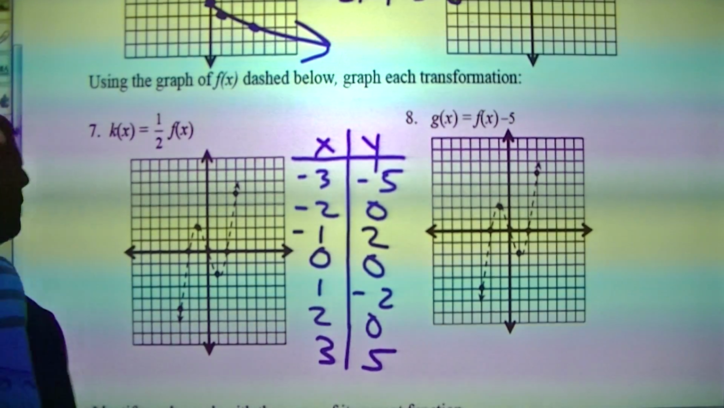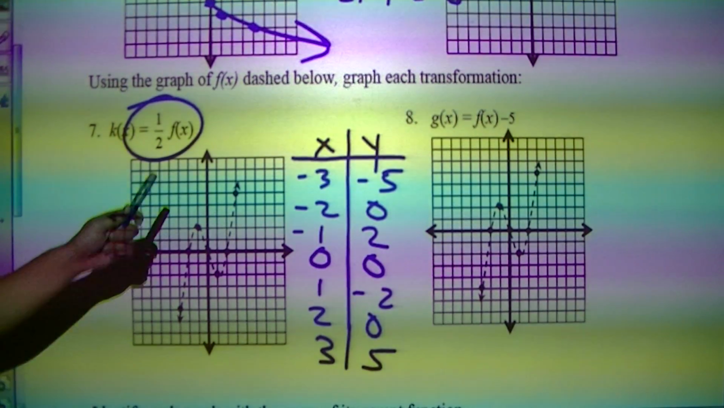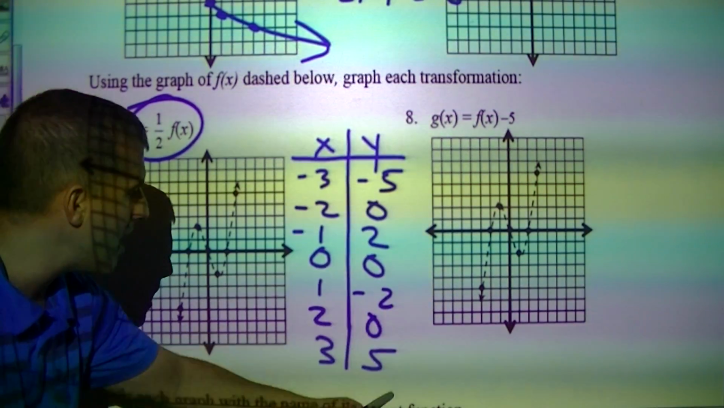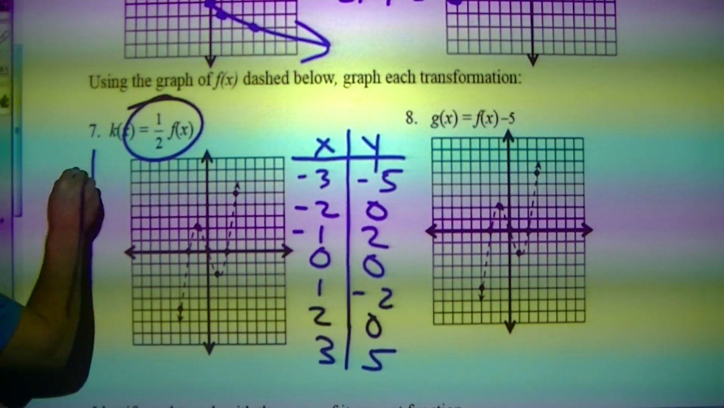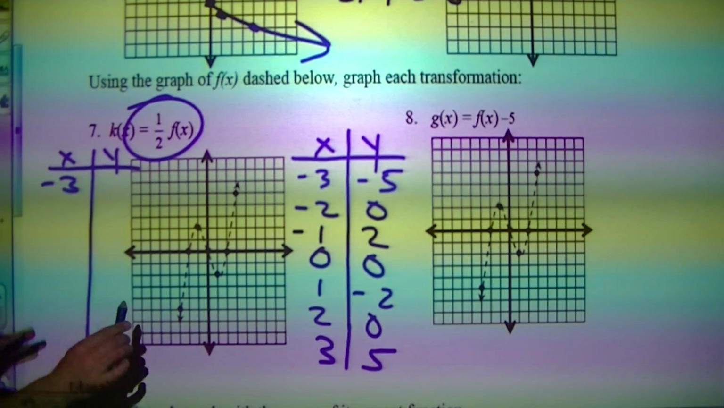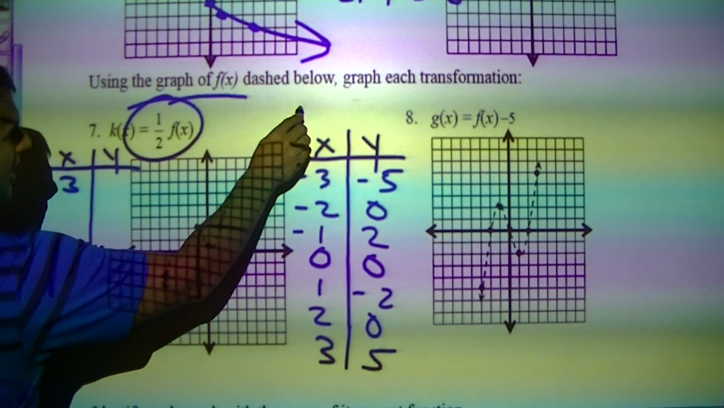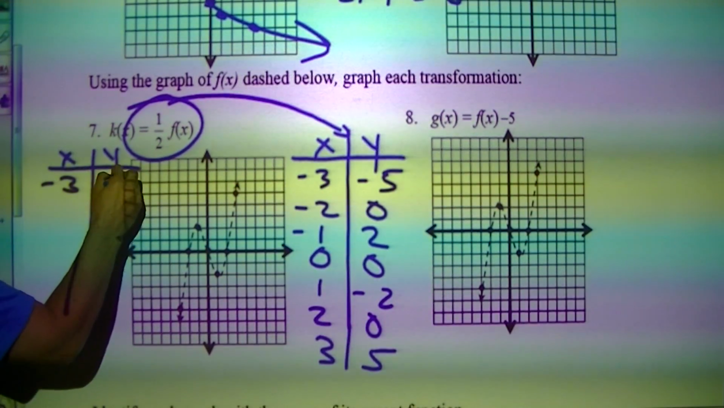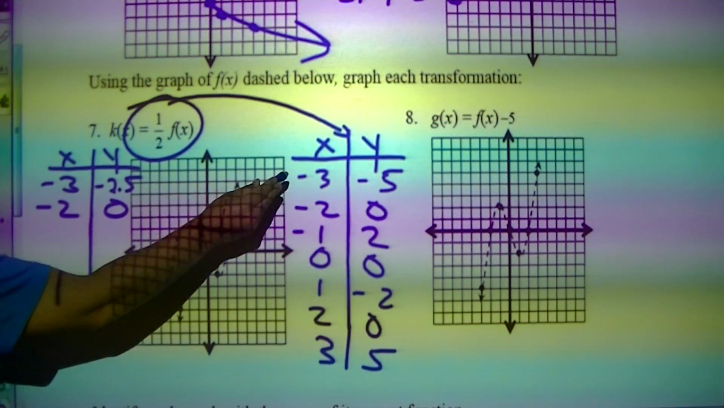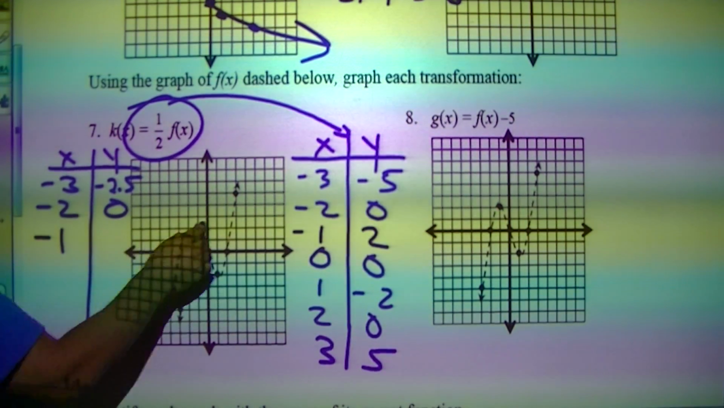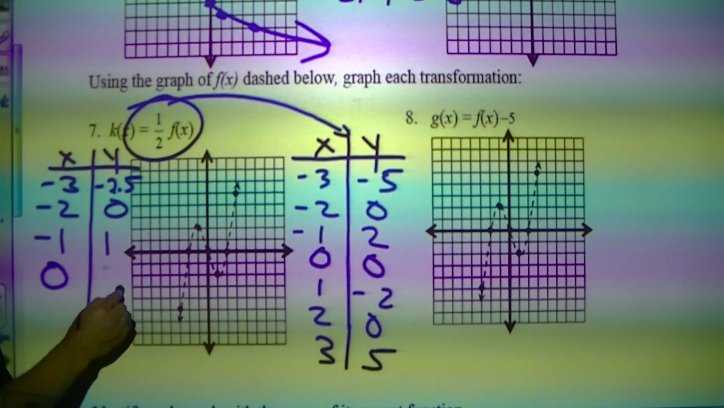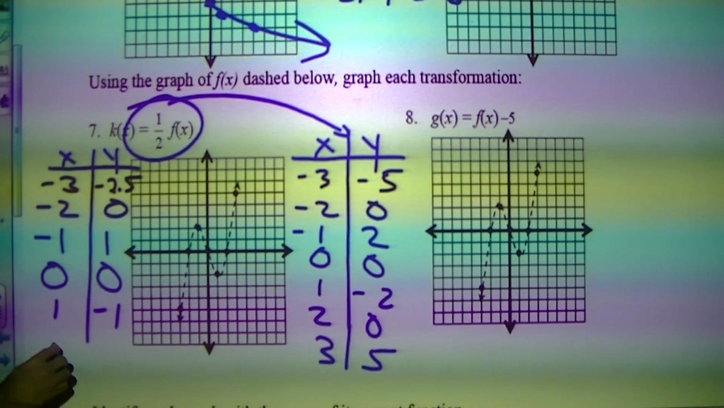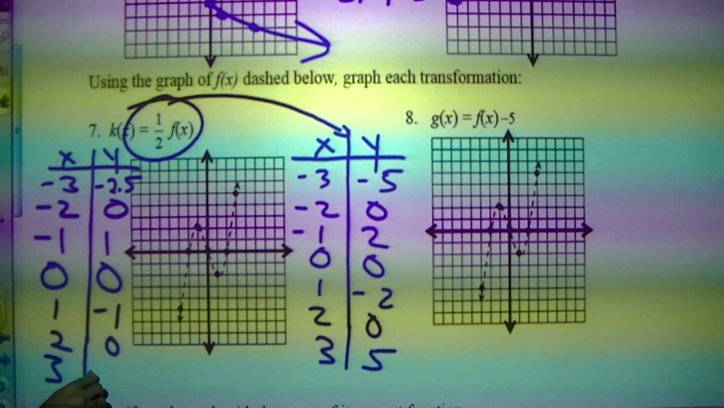Now, for this problem, because that 1/2 is there, all of those y's would get multiplied by 1/2. So x is going to stay the same, nothing's going to happen to that, but if I multiply times those y's, that's going to be -2.5. Still going to be 0. -1 times 2 would be 1. 0 times 0 would be 0. 1/2 times that would be -1. 2 and 0, 3 and 2.5.